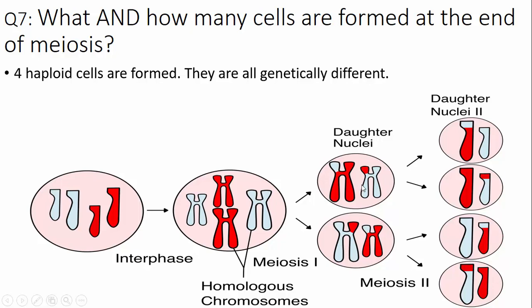Here we have 2 diploid cells that contain both sets of chromosomes. Here we have haploid sets. They only contain half or one set of chromosomes. And you can see that all of these are genetically different.